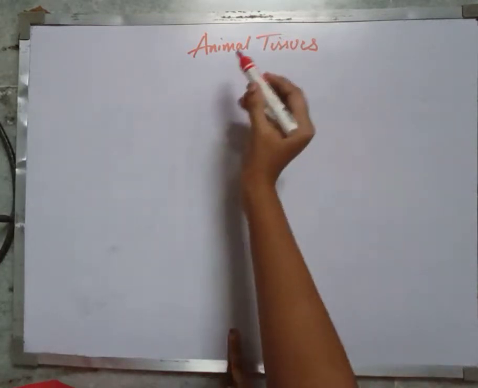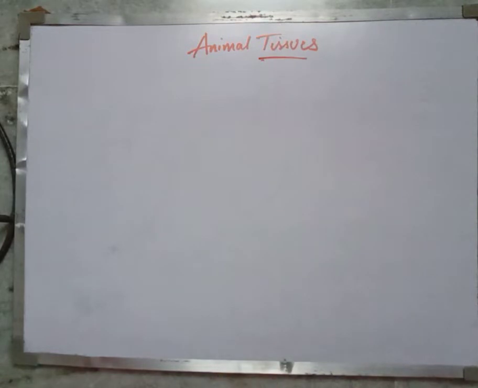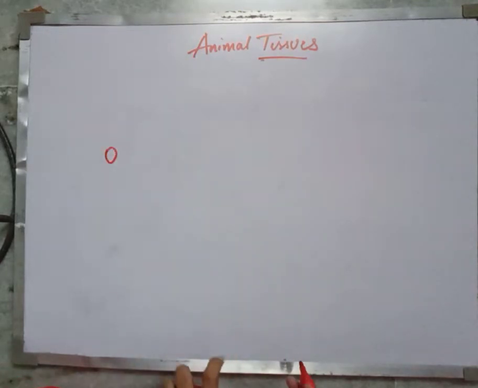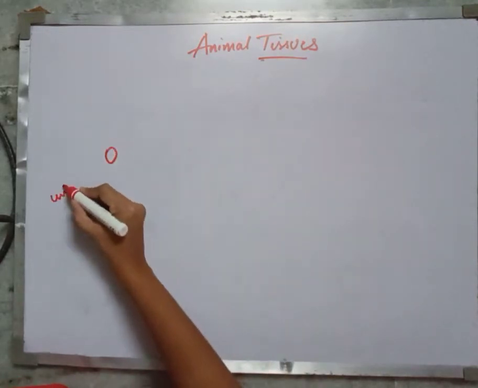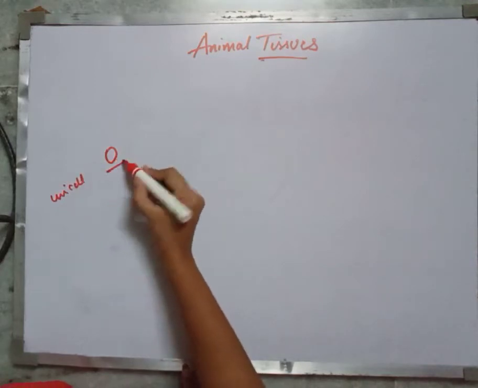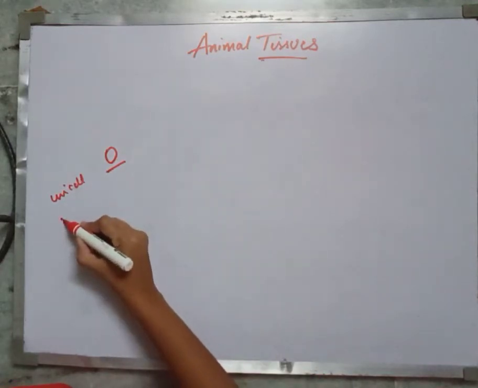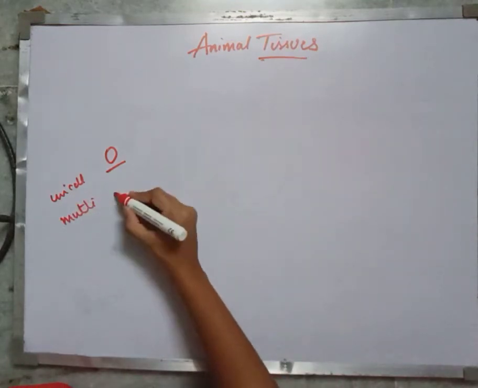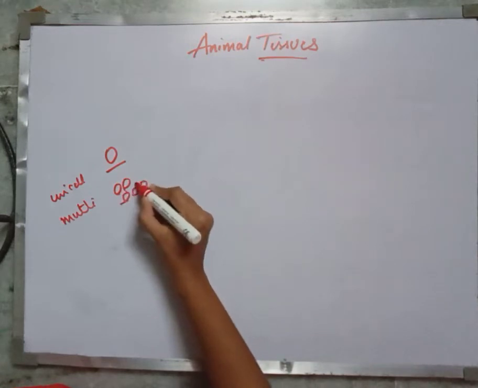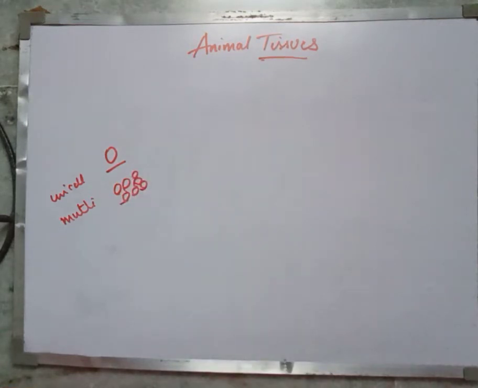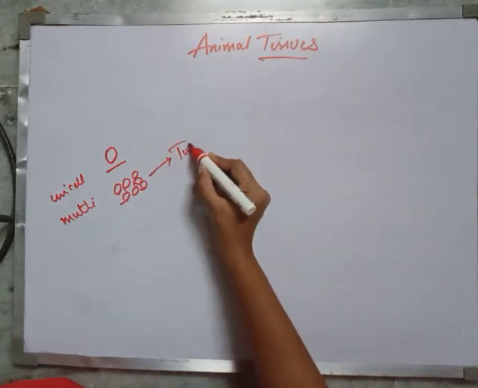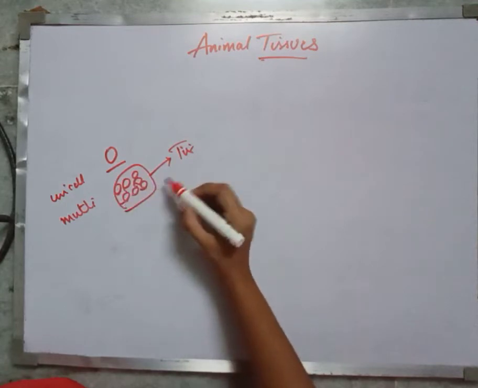In today's video we are going to discuss animal tissues. In unicellular organisms, meaning organisms containing only a single cell, the entire functions are performed by a single cell, whereas multicellular organisms contain a larger number of cells. Cells that are similar in function combine together and form tissues. So tissues means a group of cells together constitute a tissue.